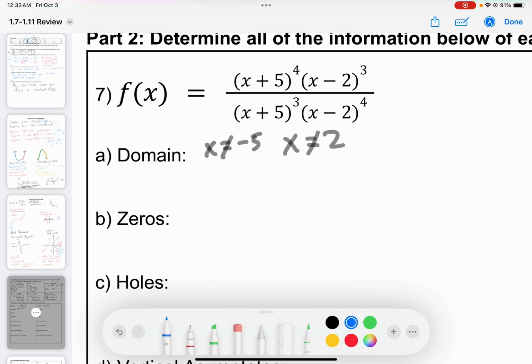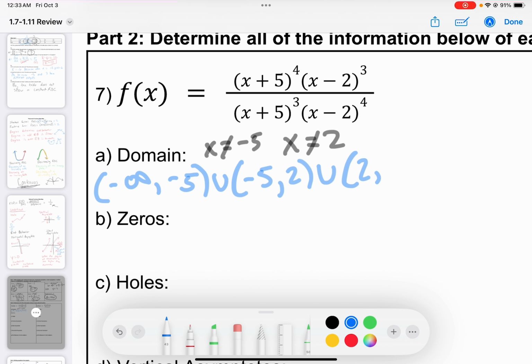So we can change this into interval notation and say, we exist from negative infinity to negative 5. We exist from negative 5 to 2. And we exist from 2 to positive infinity. The only places we don't exist are negative 5 and positive 2.